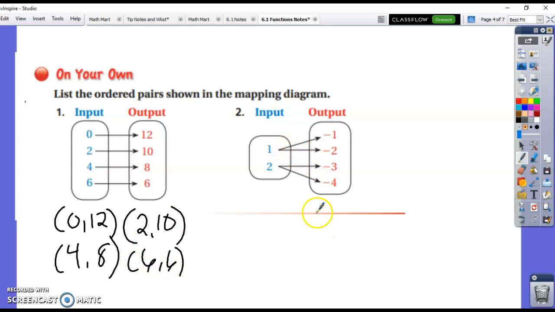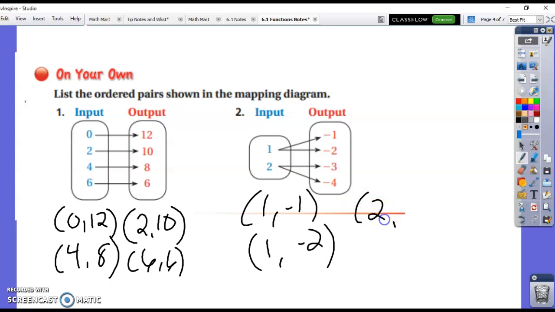Number 2, a little different. We only have 2 inputs, but we have 4 outputs. So each input is going to have 2 outputs. So I have 1 and -1, and I have 1 and -2. I have 2 and -3, and then 2 and -4. So just make sure if one input has 2 outputs, that's 2 separate ordered pairs.